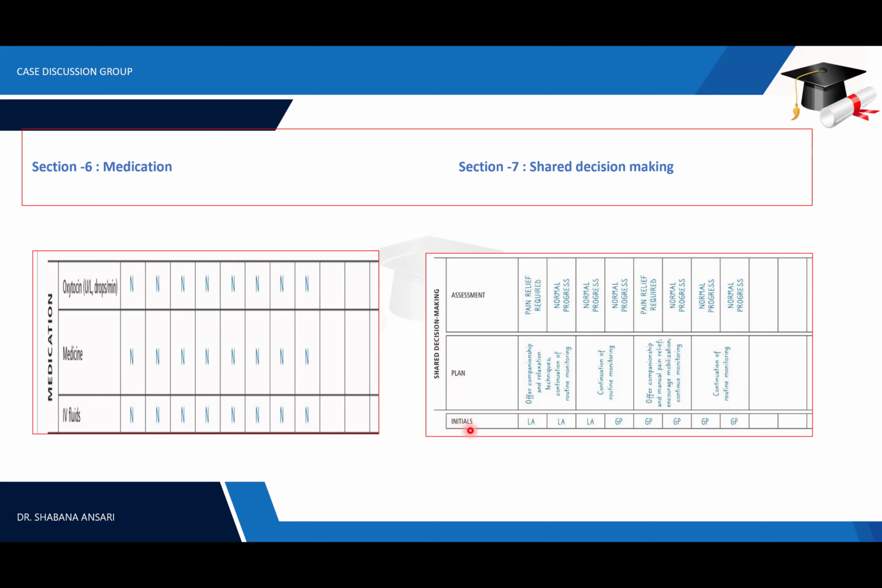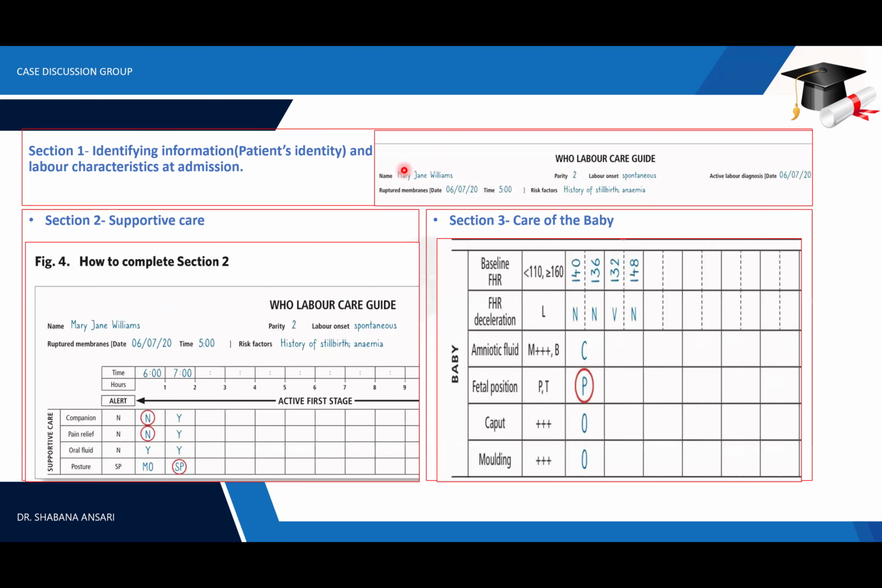The last part is the initial. So we have to give the signature. Like if I am seeing, I have to give the signature, or if you are seeing, you have to give your specific signature here. Right. Fine. Okay. Now, any other questions so far?